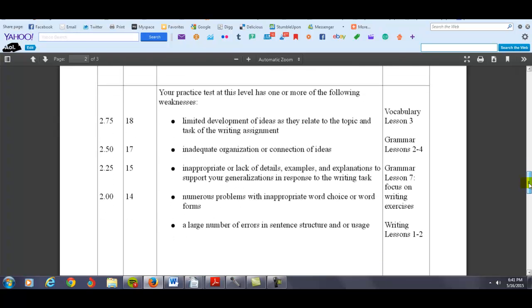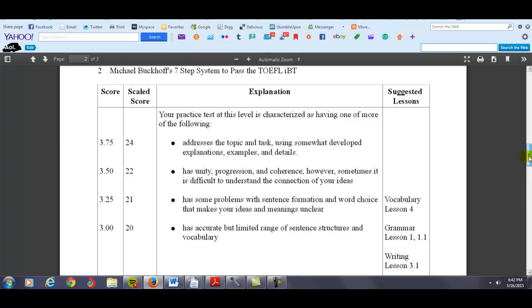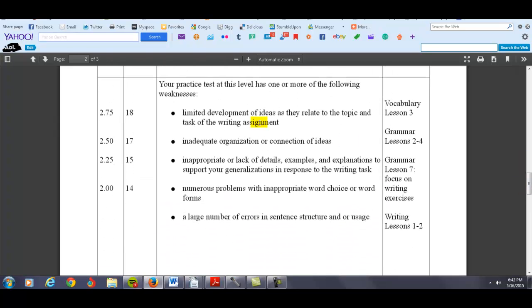But still, you have some strengths. But I think it's going to be tough for you to get in the 3 area here. So I'm going to put you at the top of the 2 area, 2.75 out of 5, or 18 points out of 30. Why is that?